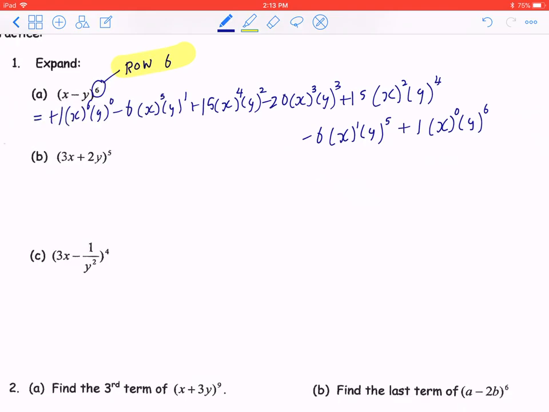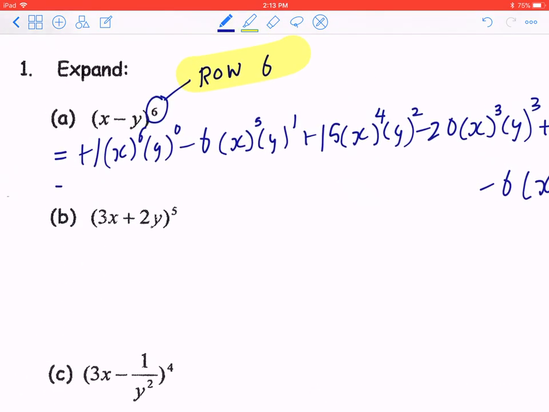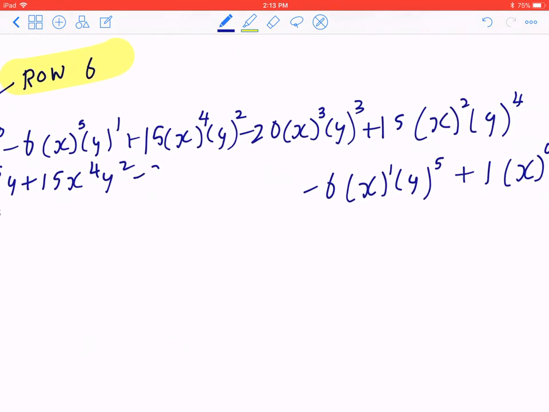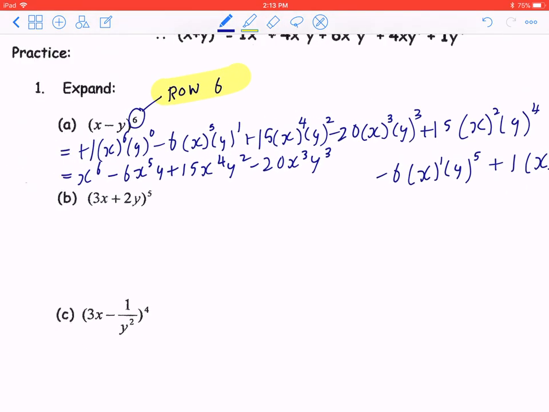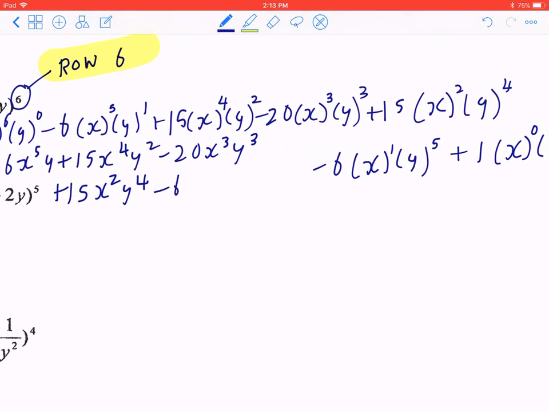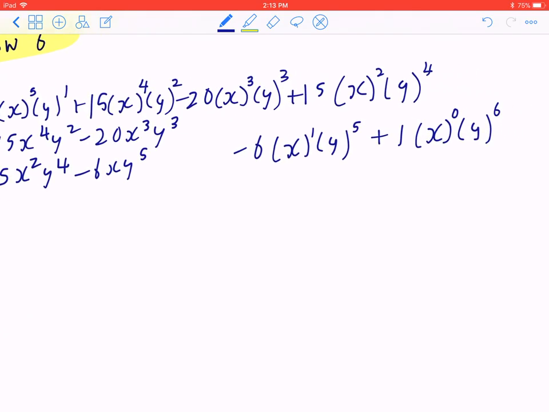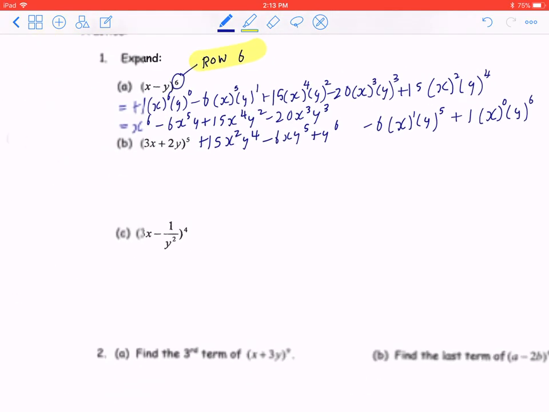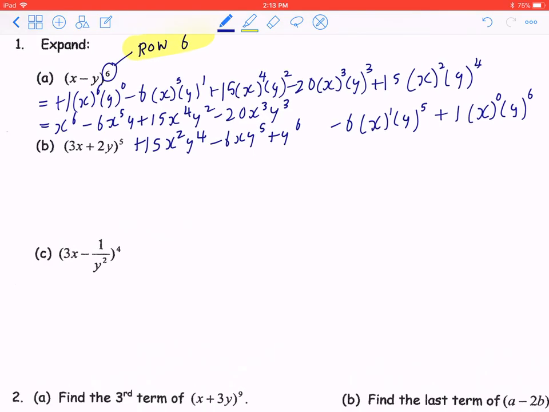So here comes the final step. If you clean this up a little bit, this equals x to the power of 6 minus 6x to the 5 times y plus 15x to the 4 y squared minus 20x cubed y cubed plus 15x squared y to the 4 minus 6xy to the 5 plus y to the 6. Hopefully you can write better than me. You can write them in one line instead of two parts.